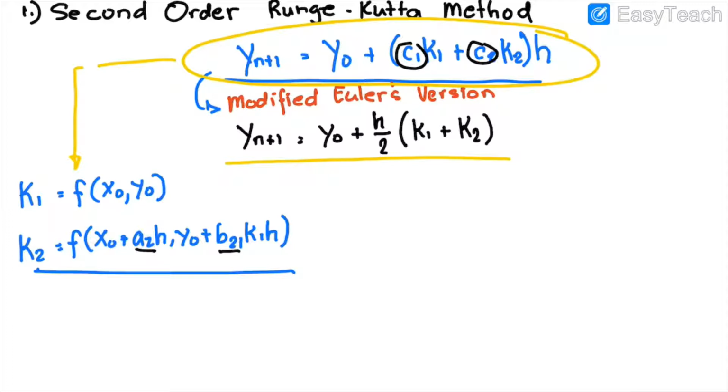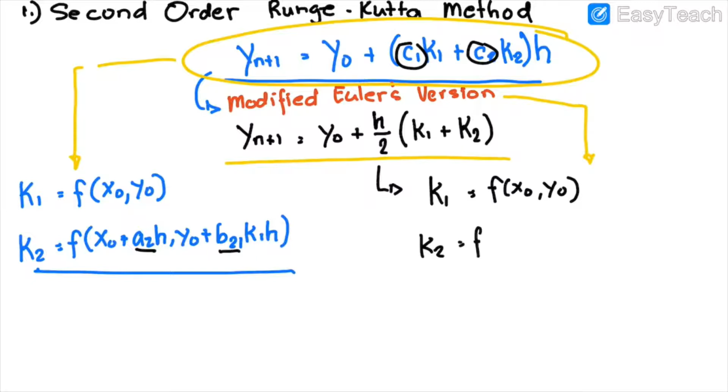The values of these constants vary with the specific second order method. But with that regard, we will only be using the modified Euler's version. With the modified Euler's version of the second order Runge-Kutta method, k1 should be computed as equal to the function of x naught and y naught, and k2 is now equal to the function of x naught plus the step size and y naught plus k1 times the step size.